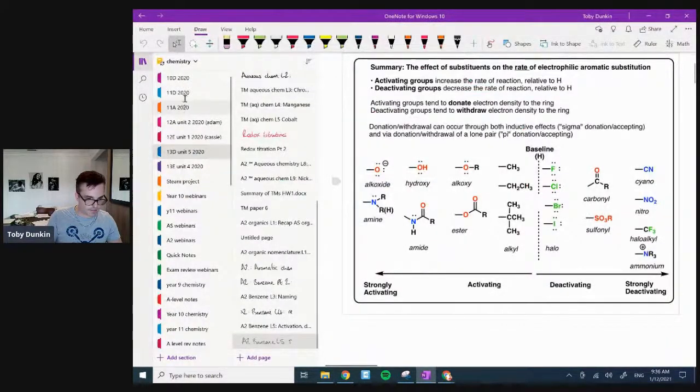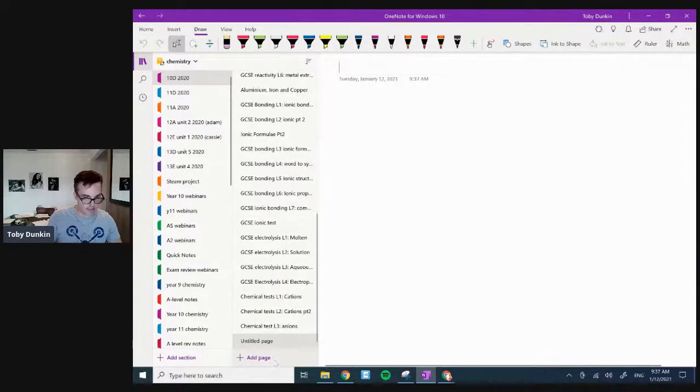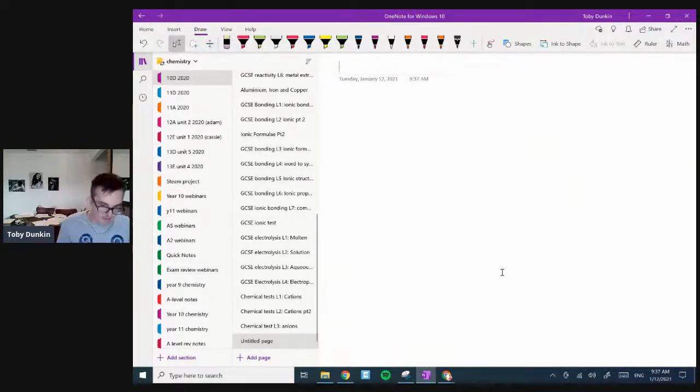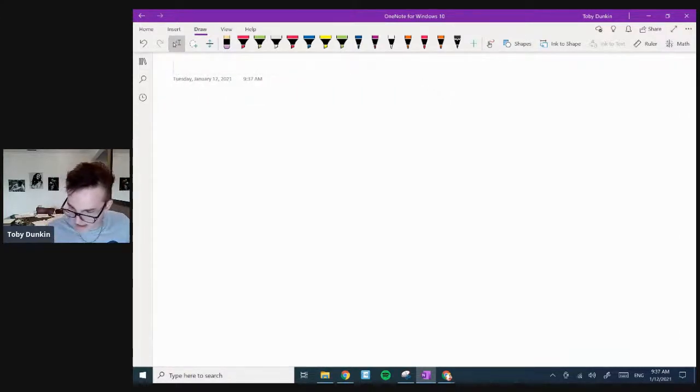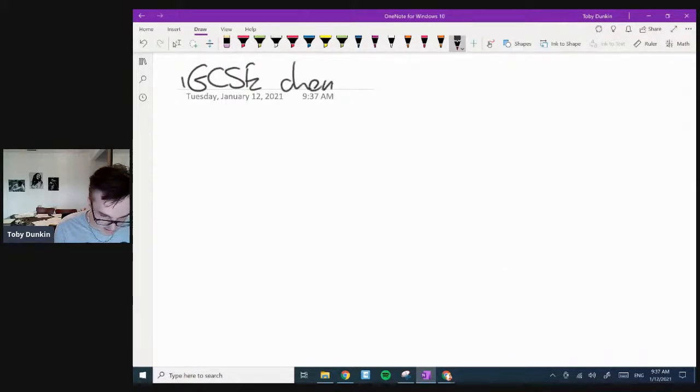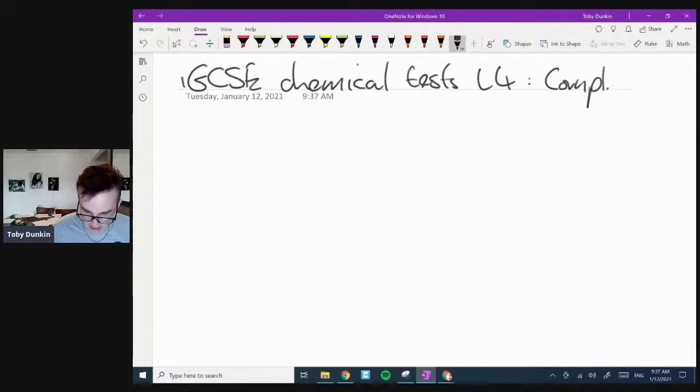Right. Year 10, chemical tests. Cool. We're up and running. Right, so this is chemical tests. Okay. So this is iGCSE. Oh, let's switch to black. iGCSE chemical tests. Chemical tests, lesson 4. And this is complex ions.